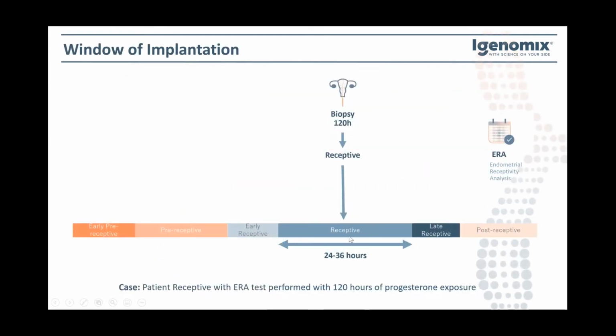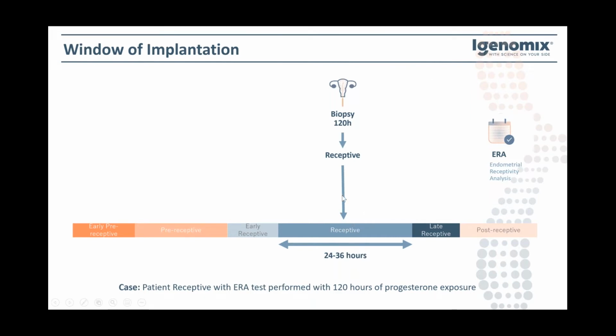This is the concept of window of implantation. We actually found that for the window of implantation, most of the patients have about 24 to 36 hours, and the average is about 30 hours. And in some very specific cases that we saw, patients might have a window as short as 12 hours or so. And some patients might have a long window, like 48 hours or so, but the average is about 30.